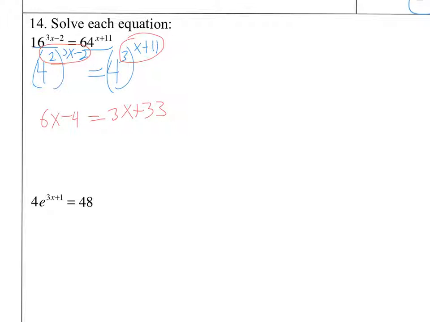We're able to do this because the only way an equation can be true if the two bases are equal is if the exponents are also equal. When solving this, we get 3x on the left and 37 on the right, which means that x is equal to 37 divided by 3.